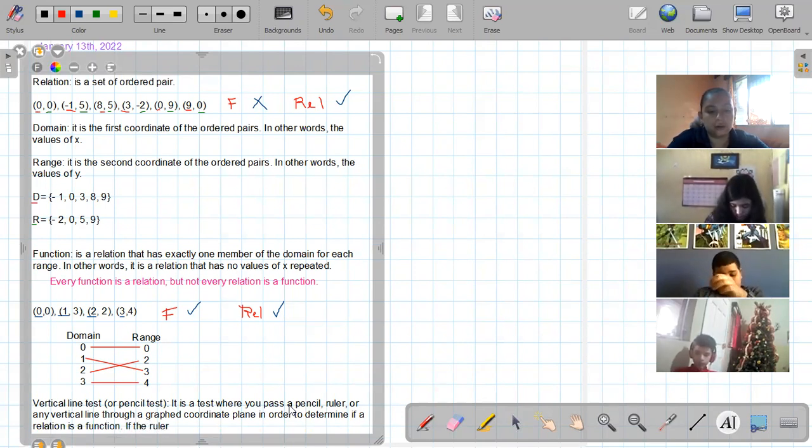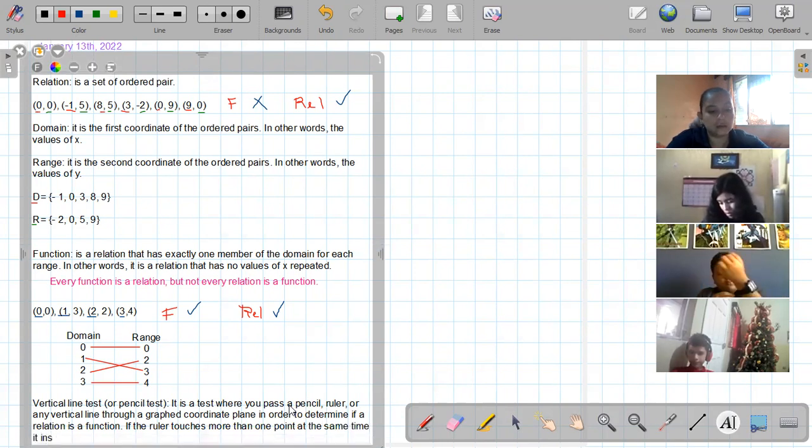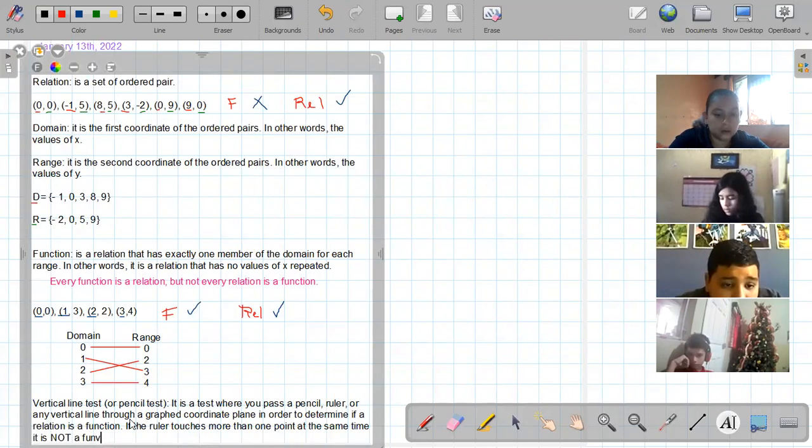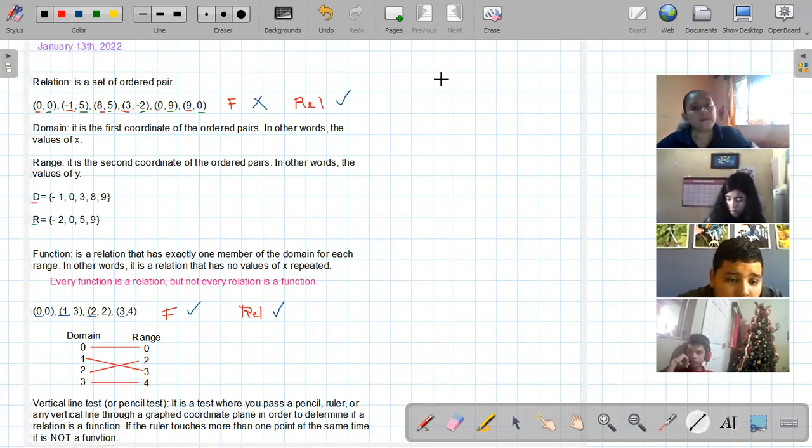If the ruler passes or touches more than one point at the same time, it is not a function. Okay, now I'm going to graph over here a small coordinate plane, and I'm going to graph some points.